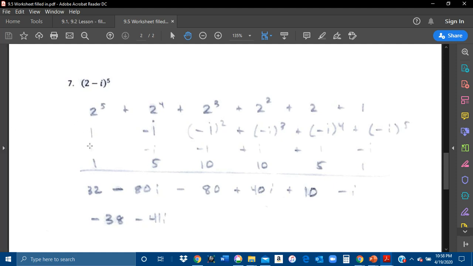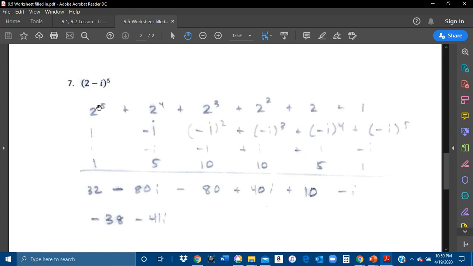I rewrote that as 1. Negative i is just negative i. Negative i squared is negative 1. Negative i cubed is negative 1 times negative i, which is plus i. Negative i to the fourth is negative 1 times negative 1, which is a positive 1. And to the fifth would be positive 1 times negative i. It just gives me negative i. Multiply then by Pascal's numbers for that row, 1, 5, 10, 10, 5, 1.